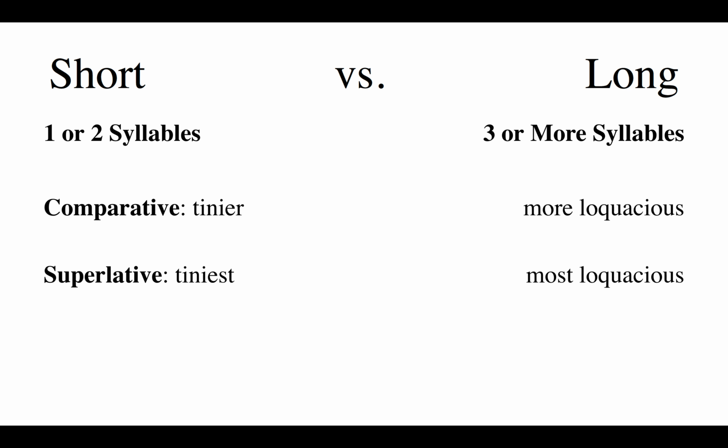Okay, just to review, short adjectives are anything that is 1 or 2 syllables long. So for example, my comparative, tinier, and my superlative, tiniest. Versus long, anything that is 3 or more syllables. My example was loquacious. So we say for my comparative, more loquacious, and most loquacious.